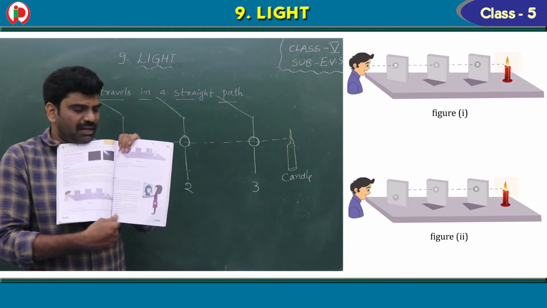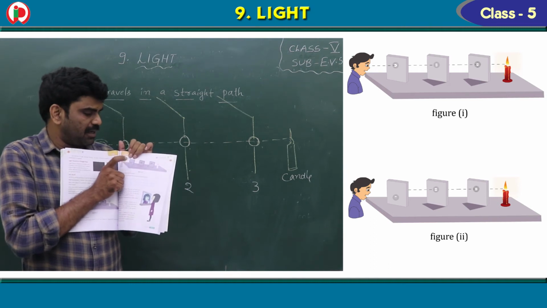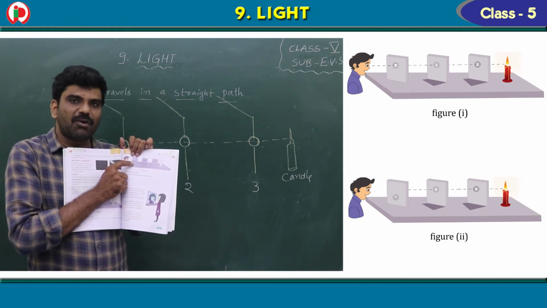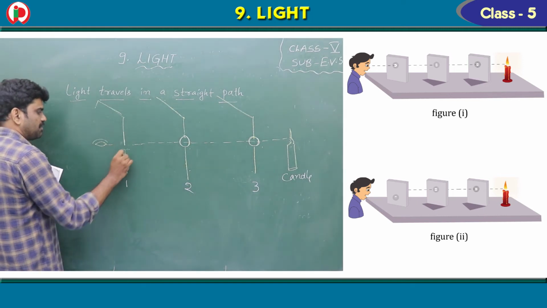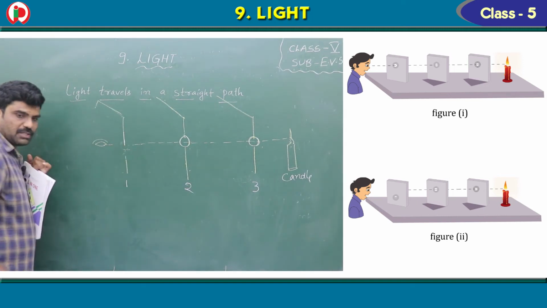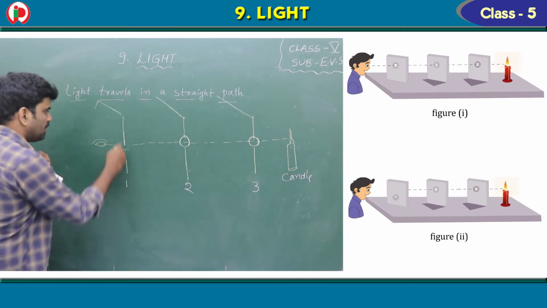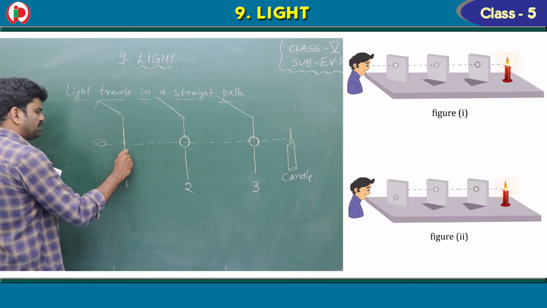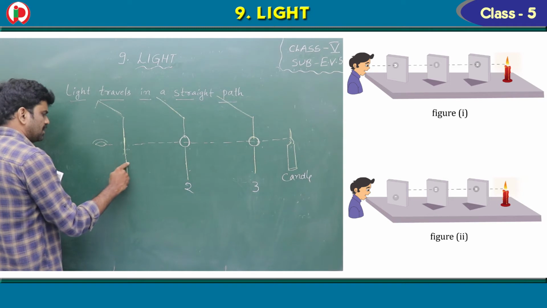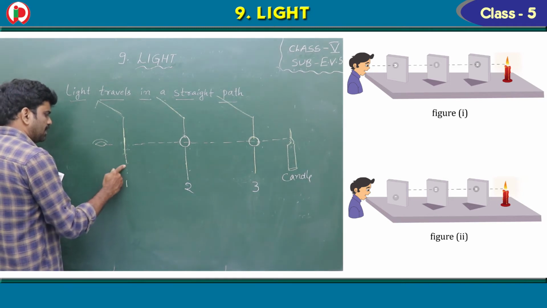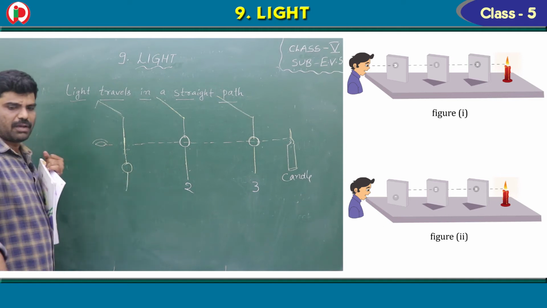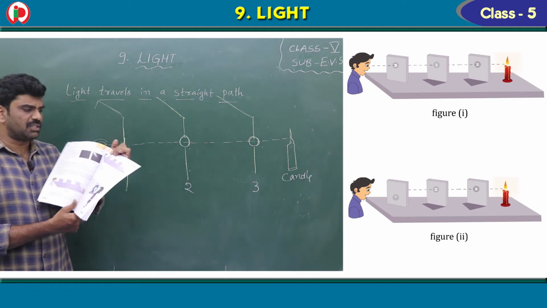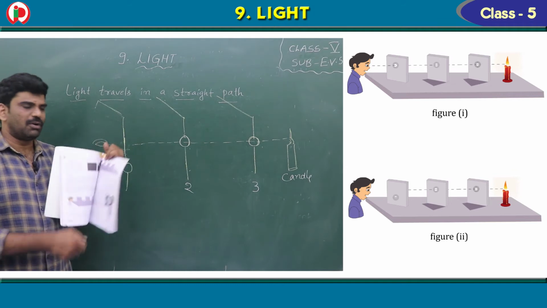Now here in the second figure, what happened? Here the first cardboard is upside down. Now the hole is present here, children. Upside down means the hole will come here. Now my question is, can we see the light?